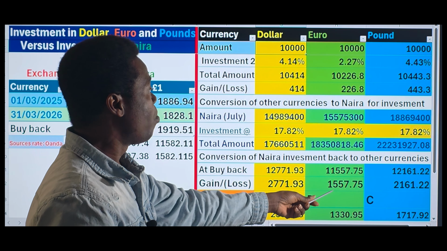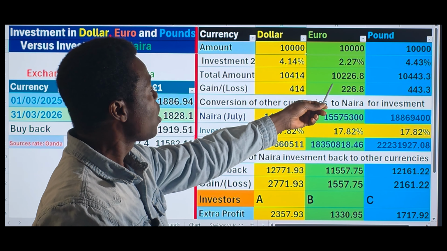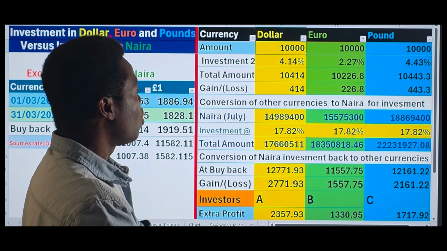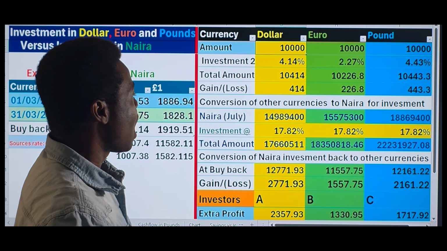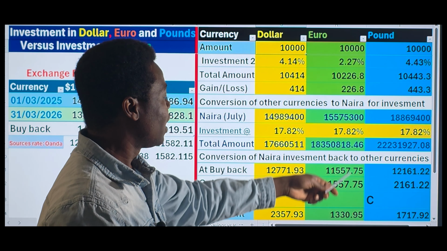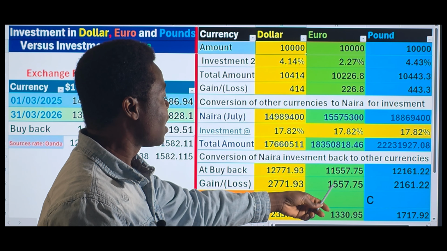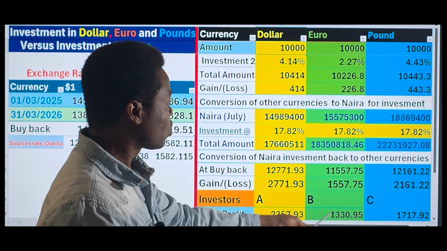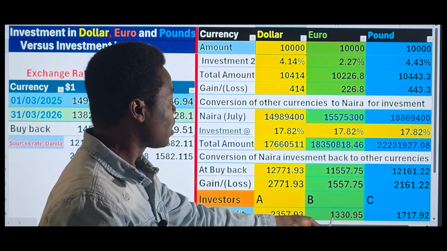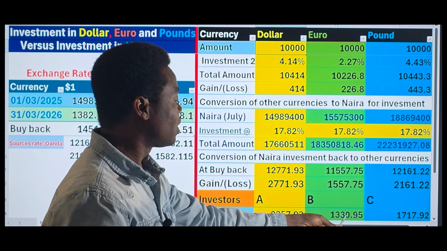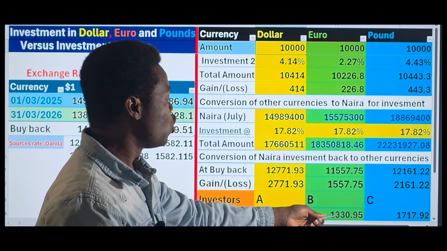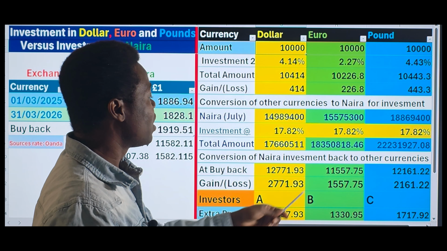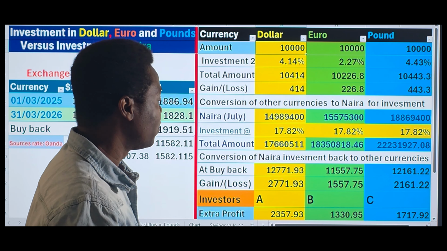Then he will need to compare the gain he made in Nigeria with the gain he made in Italy to see which one is more favorable. As we can see, it is very clear that in Nigeria it is more favorable. Let's do the subtraction. When you do the subtraction, you will have 1,330.95 euro. This is the extra gain he made by investing in Nigeria Treasury bill.